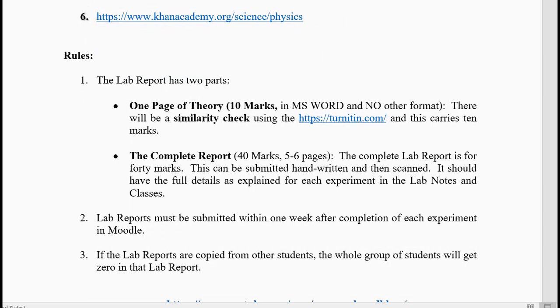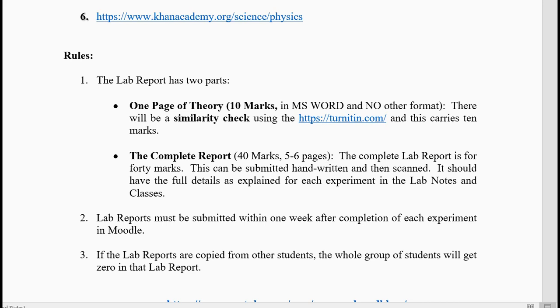The lab report has two parts. The first is a one-page theory, about 200 words, for 10 marks, which will be checked for similarity using the software turnitin.com. This is the university requirement, so please submit it. If it is more than 30%, I will see what kind of overlap it has. Sometimes 80% is also acceptable because the teacher will look at it in detail and decide. And please write something which is good. Write the correct theory. Don't think that you can write 2 lines and submit it.